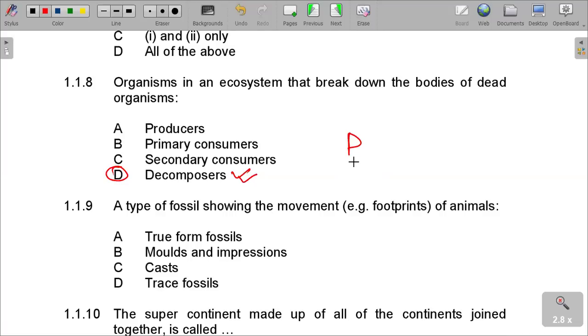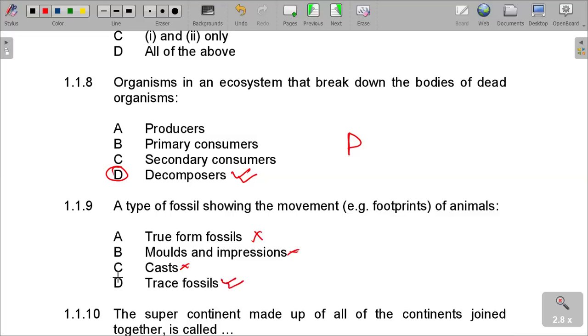A type of fossil showing the movement, e.g. footprints of animals. What type of fossil is that? That shows movement, e.g. footprints of animals. Number 9, what is it? We are saying true form fossils, not exactly. Molds and impressions, not exactly. The cast, not really. And then obviously our answer is what? Not this one, not that one.